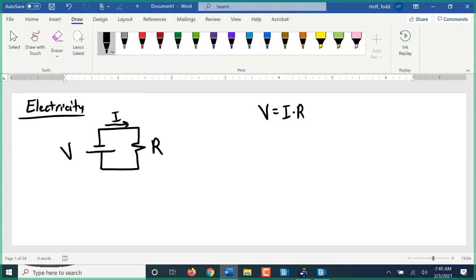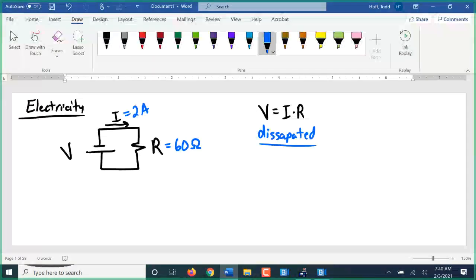This is voltage consumed, or dissipated is the word they use. So whatever current, let's say this has 2 amps of current, and our resistance here is 60. Now this upside down horseshoe type thing is the symbol for ohms. 60 ohms of resistance. The voltage is 2 times 60, or 120 volts. Makes sense if you're producing 120 volts.